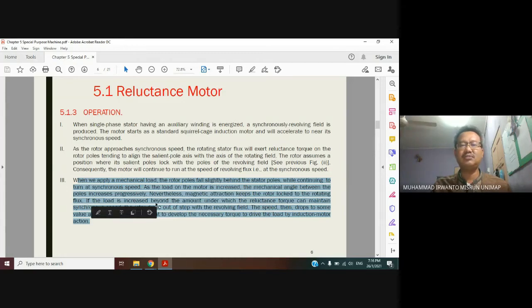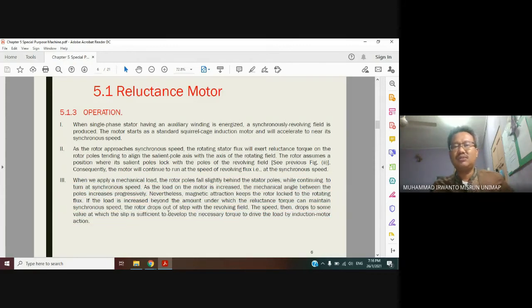If the load is increased beyond the amount under which the reluctance torque can maintain synchronous speed, the rotor drops out of step with the revolving field. The speed then drops to some value at which the slip S is sufficient to develop the necessary torque to drive the load by induction motor action.